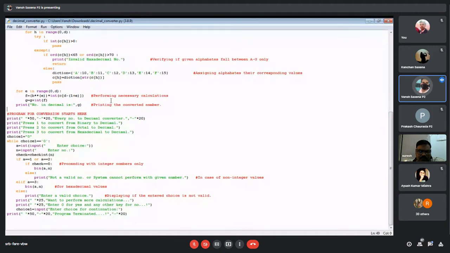This is the very start of the program: every number to binary decimal converter. Then this is the interpretation of the program. Here I have made the user enter the choice. Then after the choice, as per 1 or 2 or 3, the user will give the number and the program will perform the necessary checks, like checking whether the number is an integer or not. If the choice is 2, then I will check and perform calculations, and after that the program will be terminated.